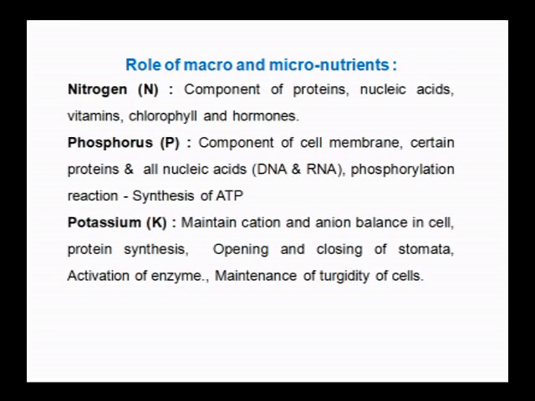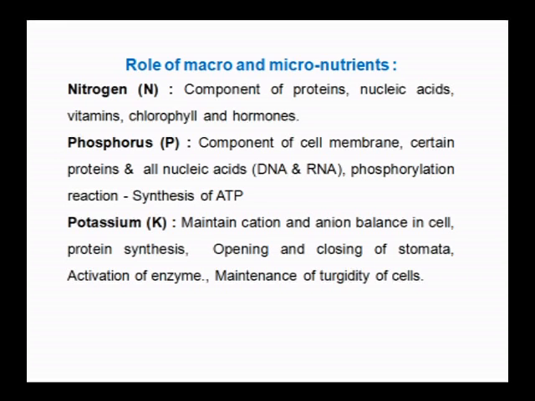Role of macro and micronutrients. Nitrogen is one of the macronutrients. It is the component of proteins, nucleic acids, vitamins, chlorophyll pigment and hormones. Phosphorus is also one of the macronutrients. It is present in the component of the cell membrane, certain proteins and all nucleic acids. Phosphorylation reaction, that is synthesis of ATP during photosynthesis, is also controlled by phosphorus.